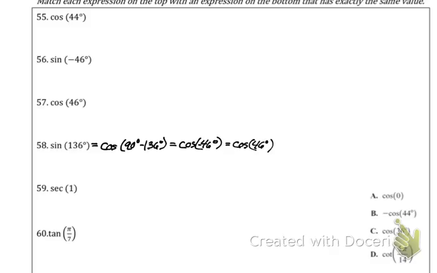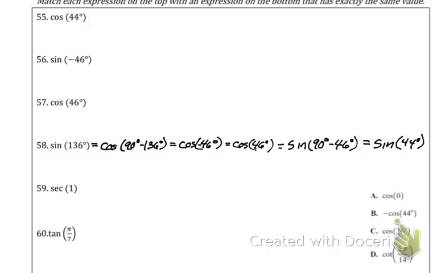So let's push through and say, well, I know I'm using cofunctions. Let's use cofunctions again. So cosine of 46 degrees does equal sine of 90 degrees minus 46 degrees, which equals sine of 44 degrees. That one is one of our choices. I forget which it is. H. So our answer is H.